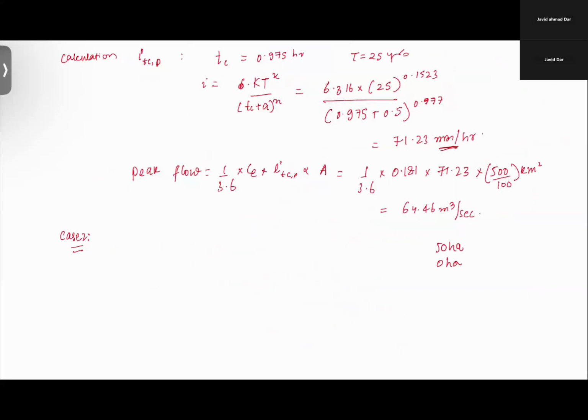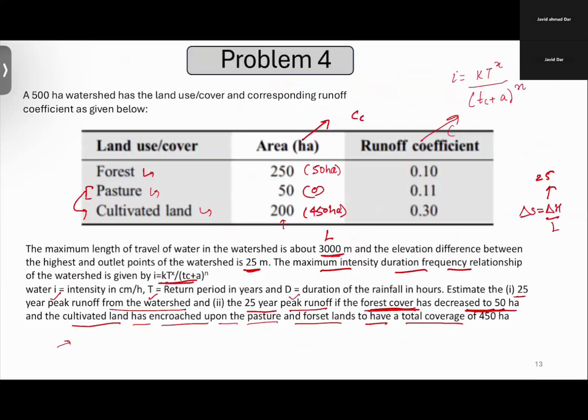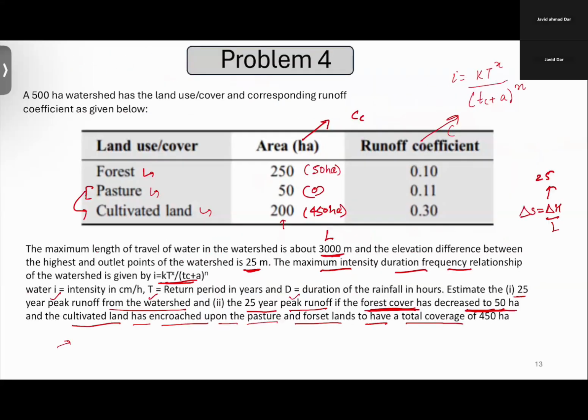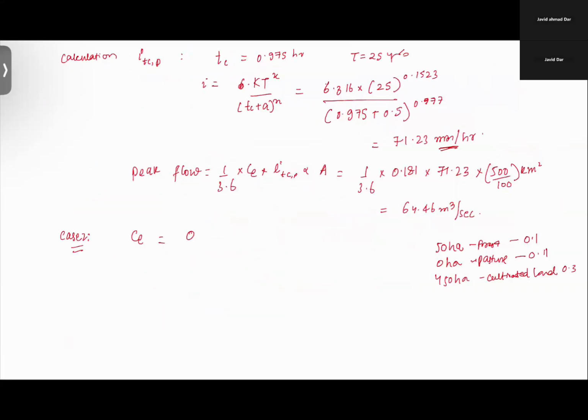and then we have 450 hectare. So this is your forest, this is pasture, this is cultivated land. We can compute C equivalent, so equivalent runoff coefficient. This has a runoff coefficient of 0.1, this has 0.11, and this has 0.3. It will be 0.1 times the area of forest plus 0 into 0.11 plus 450 hectare into 0.3 divided by total area, which is again 500 hectare. So you do the computation, you get a value of C equivalent as 0.28.